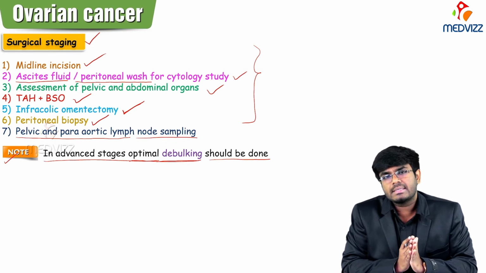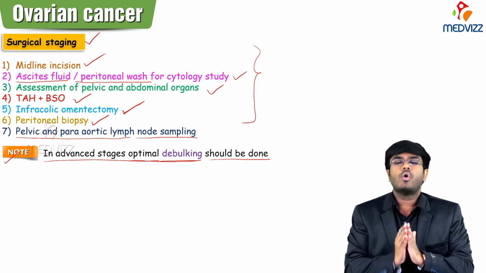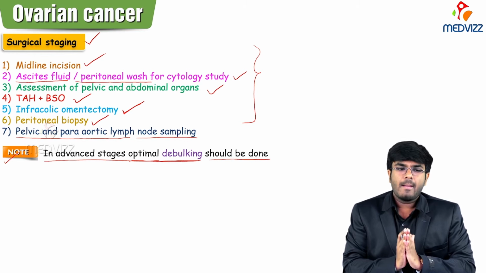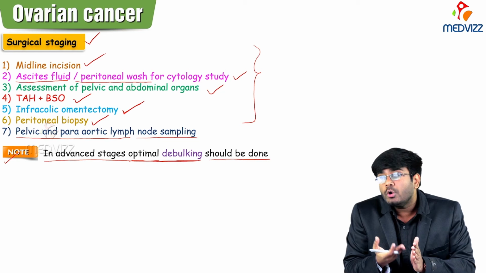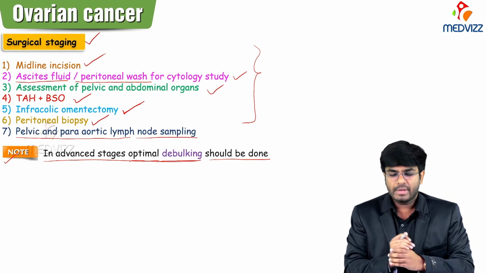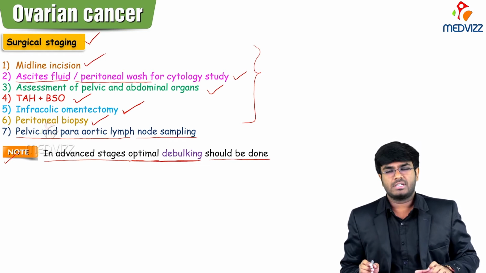So in those cases, what you can do is a suboptimal debulking. Ideally you have to do the debulking, but in those cases where you can't do debulking, you can do suboptimal debulking. So that's the important point you have to keep in mind. All these are the important points about the surgical staging.